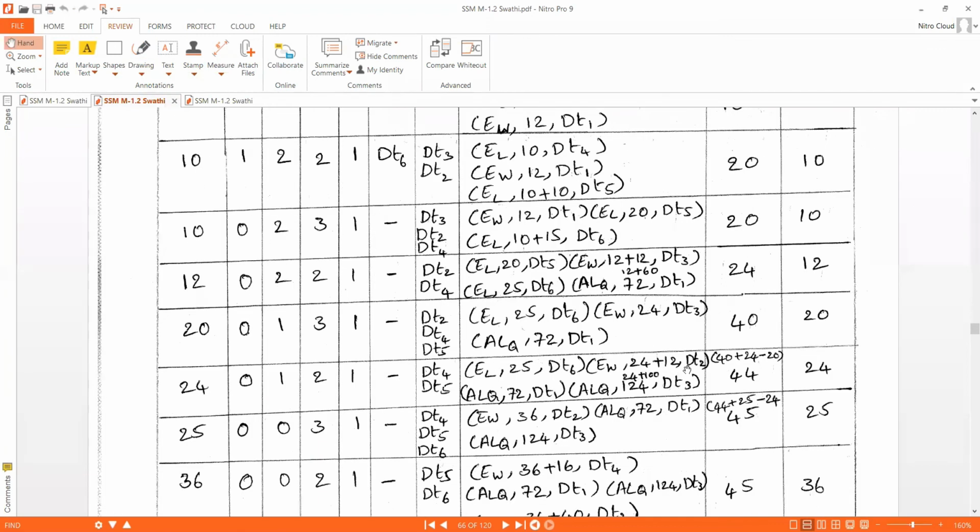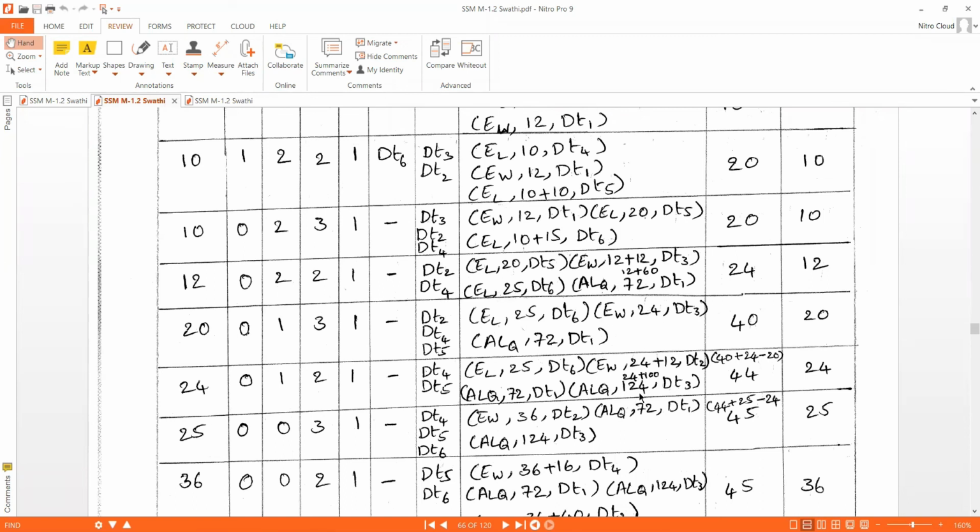At what time did DT2's weighing start? At simulation clock time 24. So it is EW, 24 plus 12 minutes it will take for weighing. 24 plus 12 is the time when DT2 will complete its weighing. That we will update.